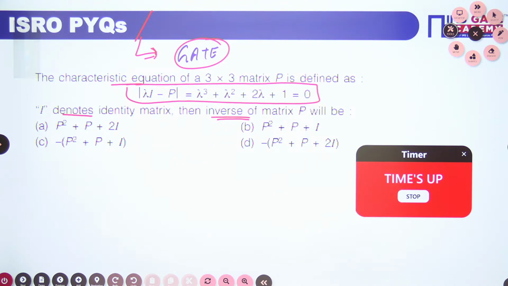Yes, children, yes. Tell me what is the result? What is the result for this specific question?